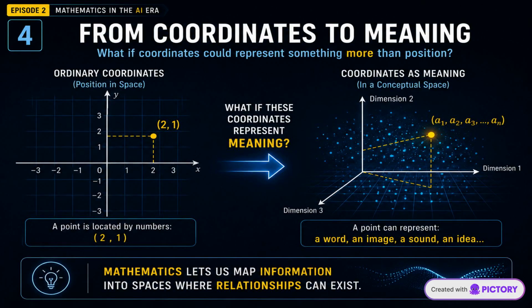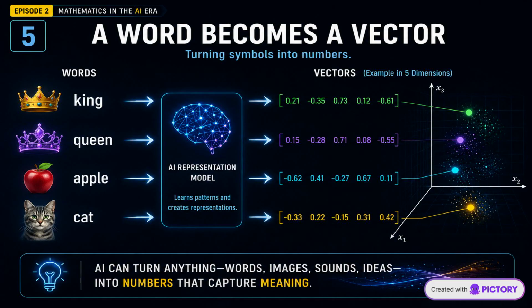Coordinates normally tell us where something is located. But imagine a space where coordinates represent characteristics rather than physical position. AI uses this idea to place information inside mathematical spaces. A word can be converted into a numerical vector. Words with related meanings can develop related representations. Language can therefore be studied through mathematical relationships between vectors.